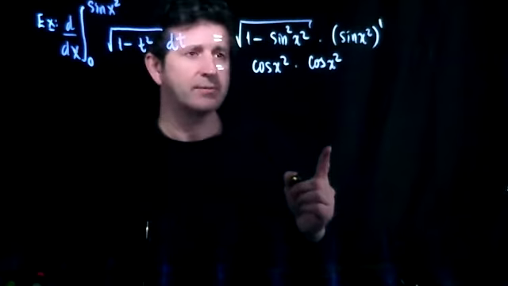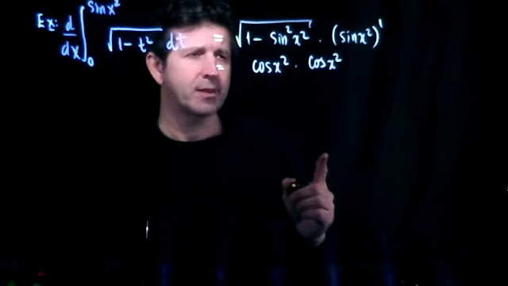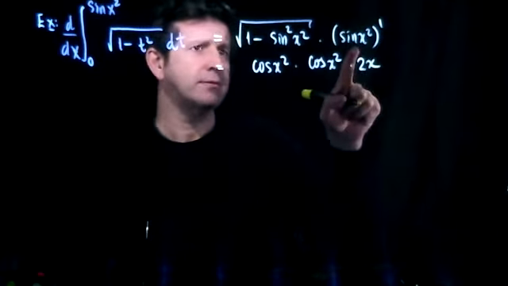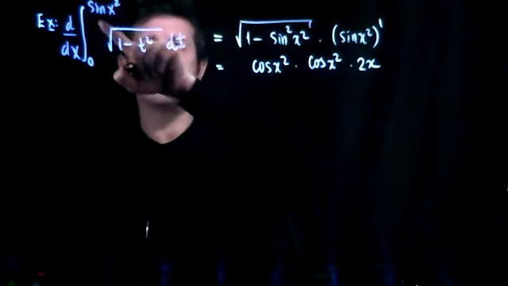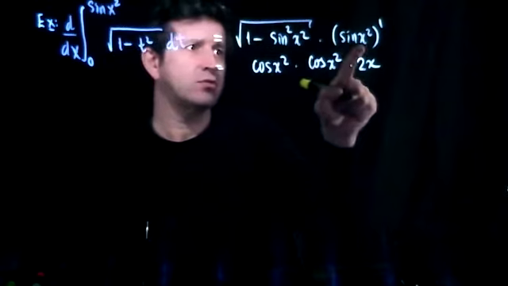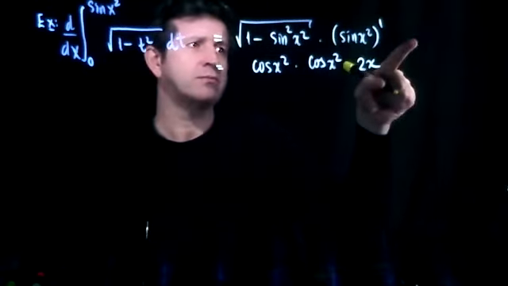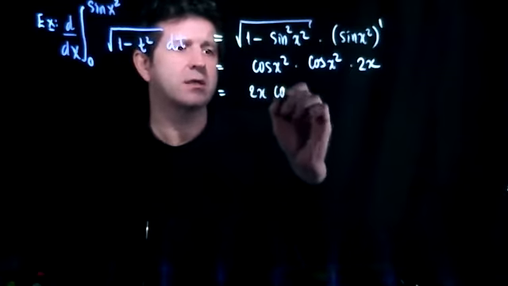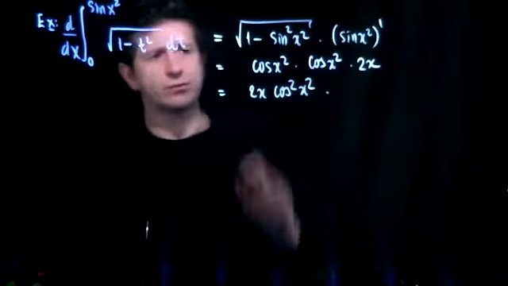Am I missing something here? Yeah, the 2x. I'm missing a 2x, okay? Don't forget the chain rule again. Okay, so there's two chain rules here. Derivative of sine x squared and then the derivative of x squared. Okay, and so my answer here will be 2x cos squared x squared.